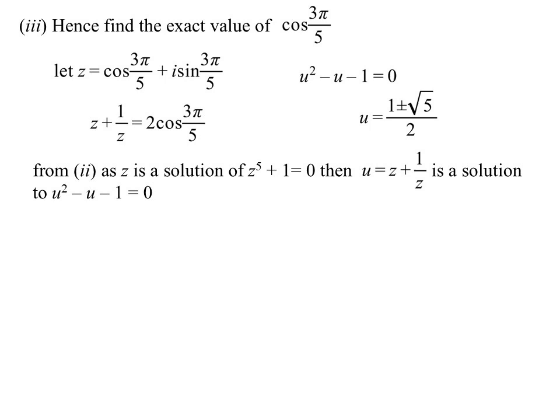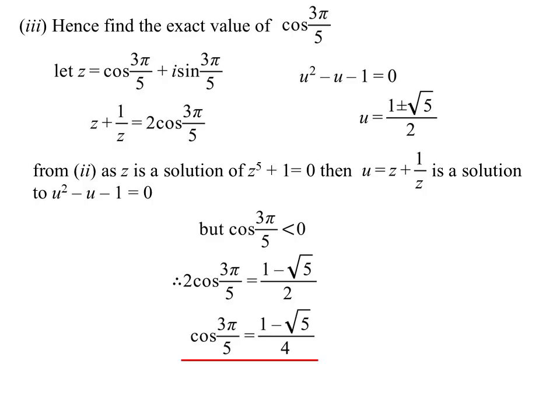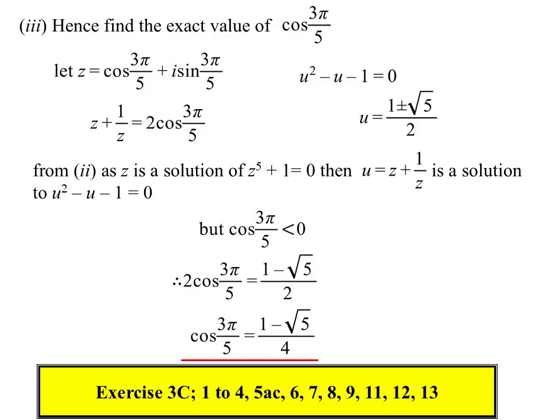The question becomes which one. But I know 3 pi on 5 is obtuse, therefore it must give me a negative number. So it's not going to be 1 plus the square root of 5. It's got to be 1 minus the square root of 5 on 2. So I now know 2 times the cosine of 3 pi on 5 is that. Therefore, the cosine of 3 pi on 5 is equal to 1 minus root 5 on 4. Okay. So 3C, playing with our roots of unity.